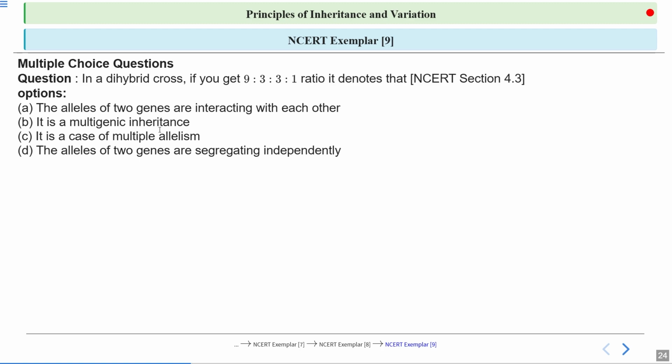Next question. In a dihybrid cross, you get a 9:3:3:1 ratio. What does it denote? So when you get a 9:3:3:1 ratio in the F2 generation, what does it represent? This is the phenotypic ratio of a dihybrid cross in the F2 generation. The options are: the alleles of two genes are interacting with each other; it is multigenic or polygenic inheritance; it is caused by multiple allelism, meaning when a single gene has more than 2 alleles; and last, the alleles of 2 genes are segregating independently. So what will be the correct answer here?